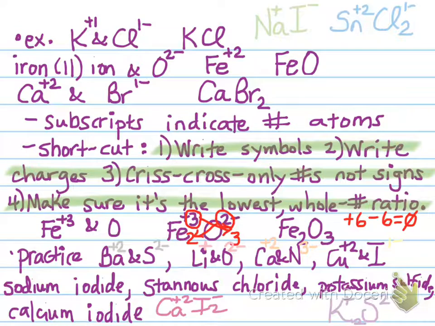So if we come back to these examples that we did here, and we name them, right? Ba, that's barium ion. S is sulfide, so this would be barium sulfide. Li plus, that's lithium ion. O -2 oxide, this is lithium oxide. Ca plus 2 calcium ion. N is nitride, so this is calcium nitride.